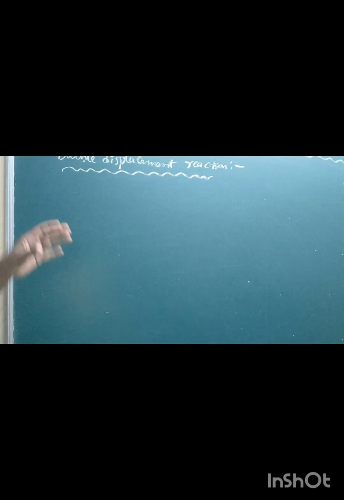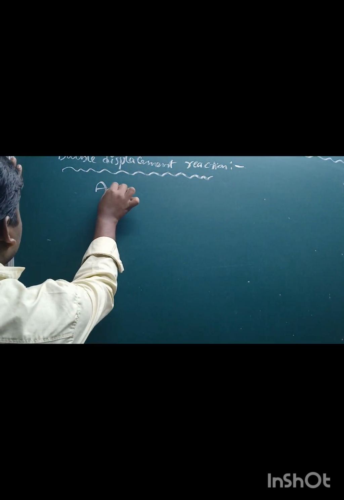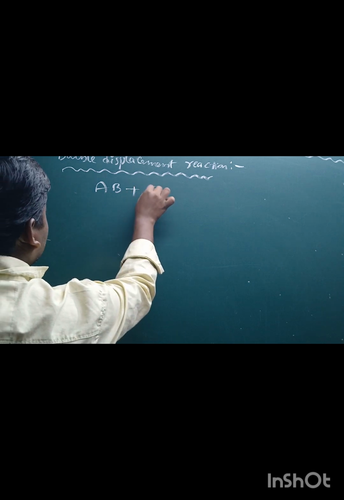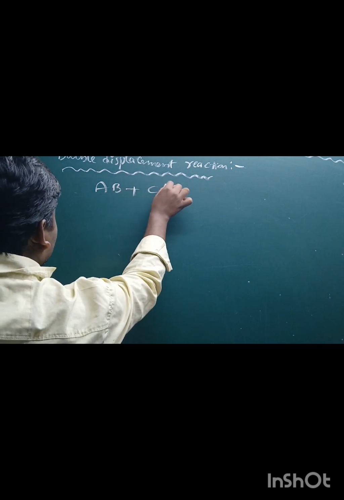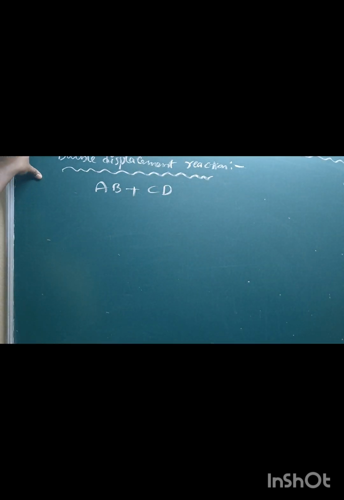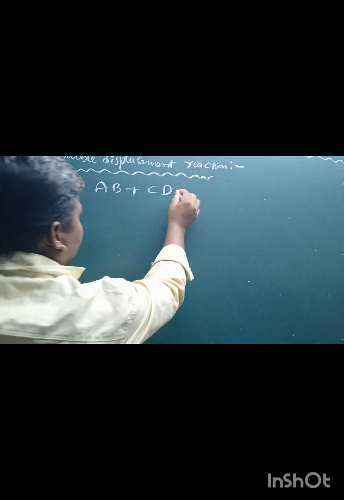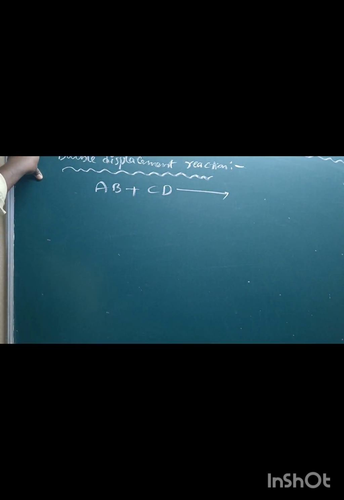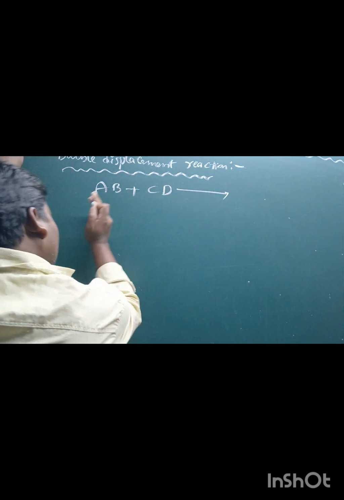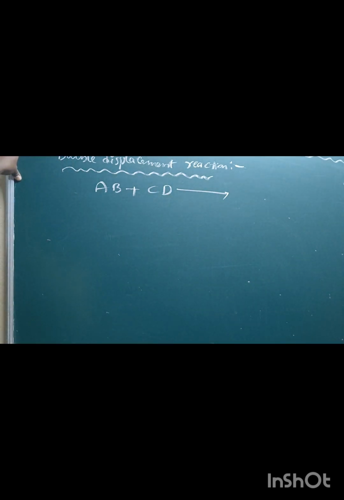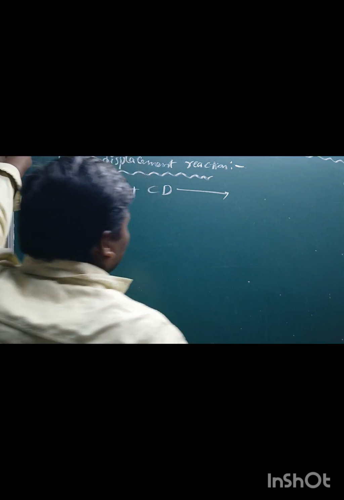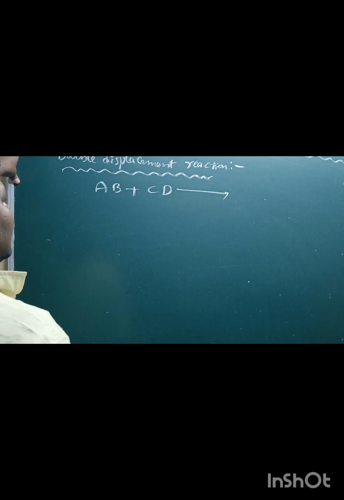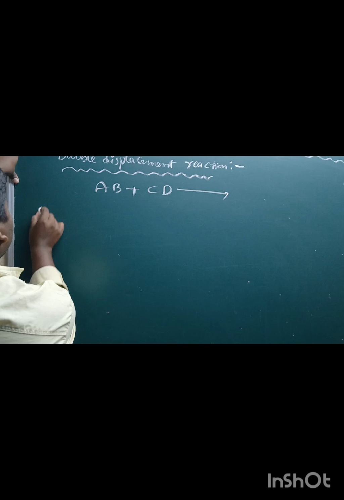Here, now I am taking two substances. AB is one substance, CD is another substance. Already you know, the arrow mark indicates the direction of the chemical reaction. On the left side of the arrow, substances are called reactants, and on the right side, substances are called products.